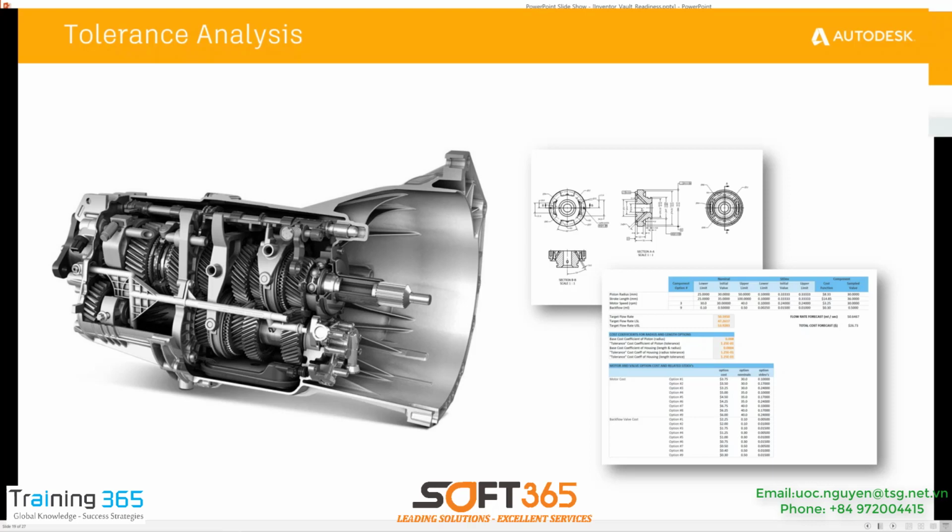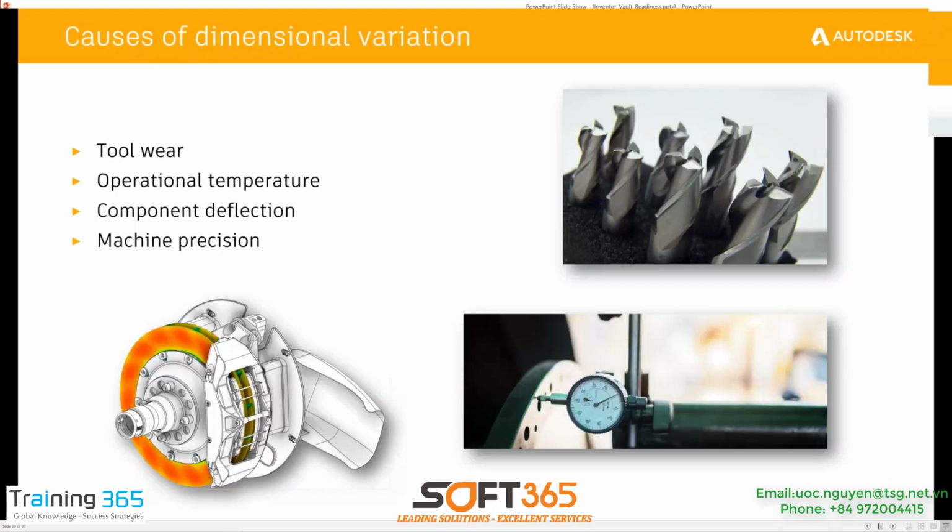So what are some of the causes of dimensional variation? Tool wear, temperature, deflection. I think the transmission's a perfect example of that. And also the machine precision, how precise something is machined.